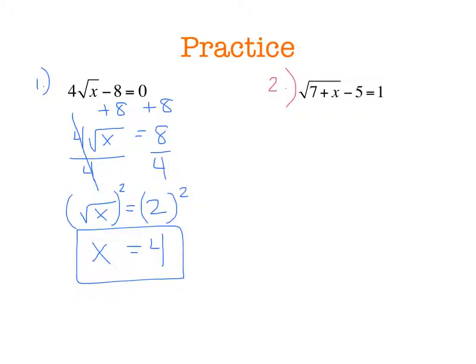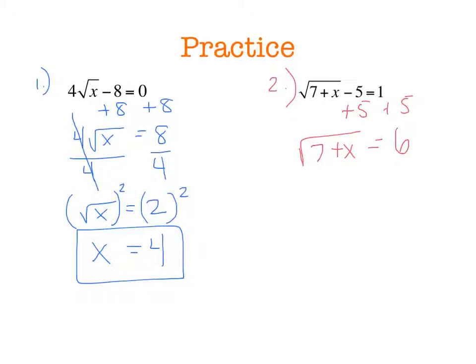Alright, let's check to see what you got. First step is to get the radical symbol and the square root stuff all on one side. So we're going to add 5 to both sides. So we get the square root of 7 plus x is equal to 5 plus 1, which is 6.